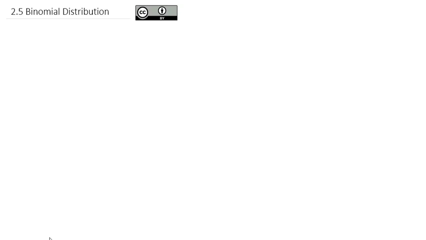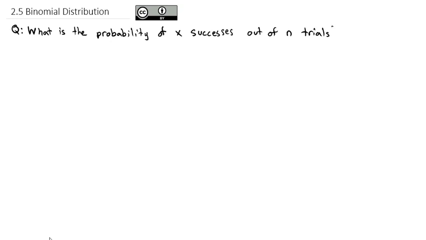This video is going to take a look at a special type of discrete distribution called the binomial distribution. And the binomial distribution helps us calculate the probability of x successes out of n trials. In other words, I'm going to conduct a survey, and maybe I want to see how many people support a particular political candidate. I want to know what's the probability that 100 out of 200 of them, or 50%, support my candidate. That is what we call a binomial distribution.